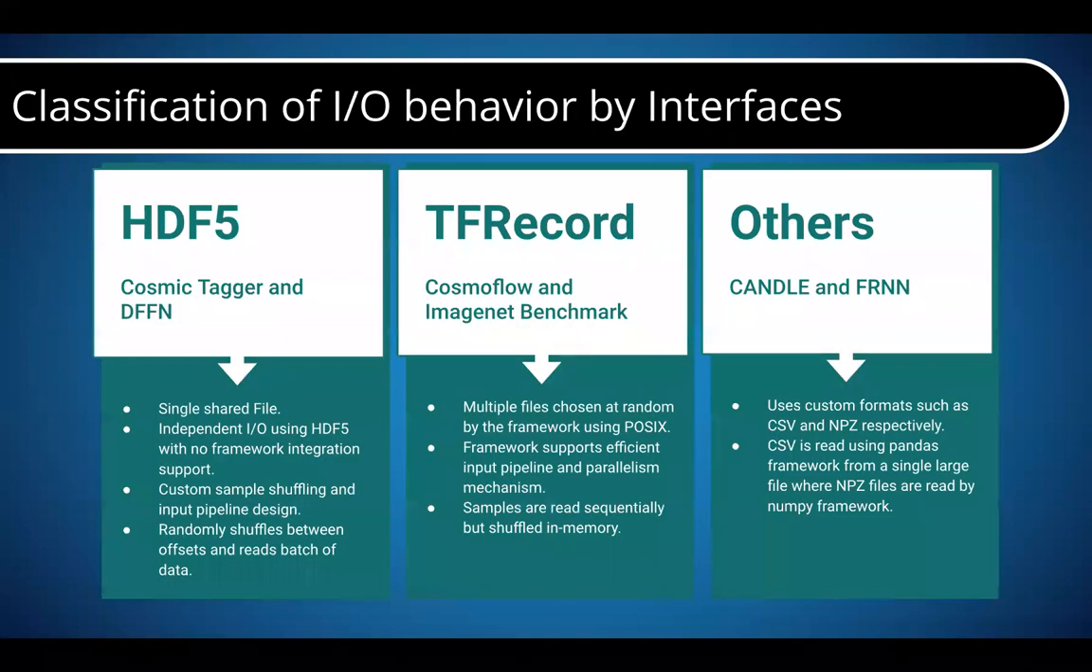I know it's a lot of applications I talked about, so I thought I would put up a summary slide, just the main takeaways I want everyone to remember out of these 8 applications. We could classify these 8 applications based on the data format they used. For CosmicTagger and Distributed Fruit Fly Networks, DFFN, they use HDF5. For CosmoFlow and the ImageNet benchmark, they use TF Records, and others, like Candle or FRNN, use CSV or NumPy arrays or specific APIs.